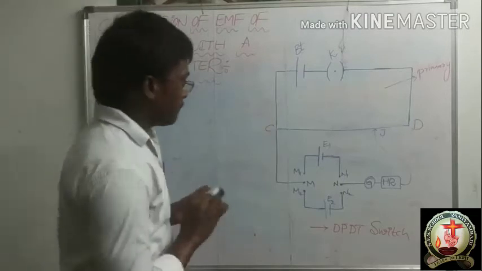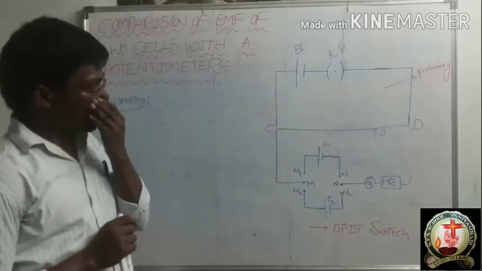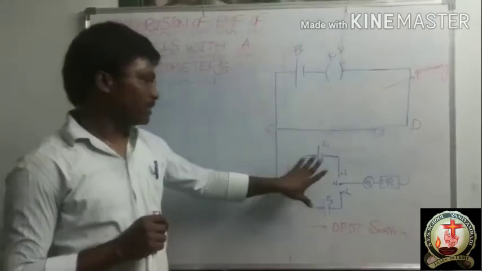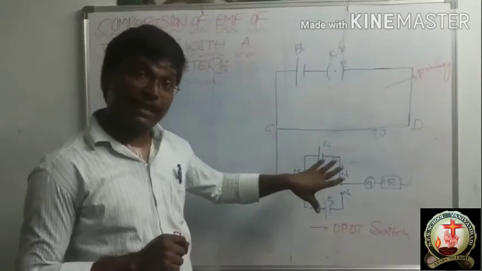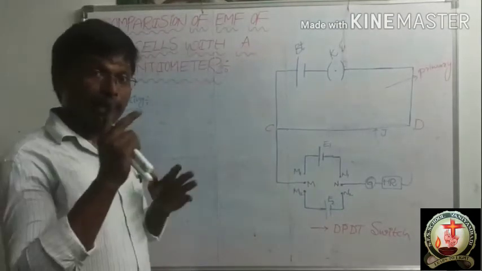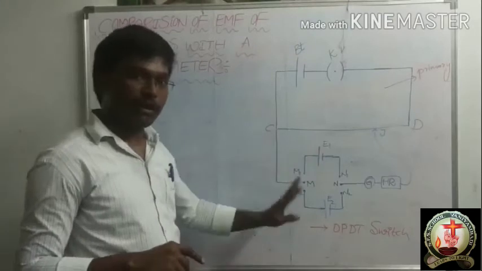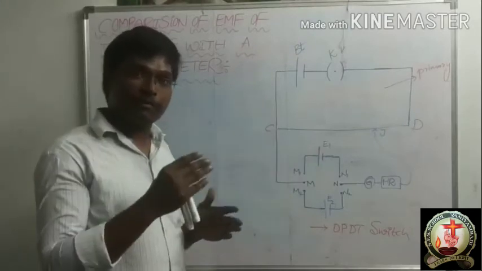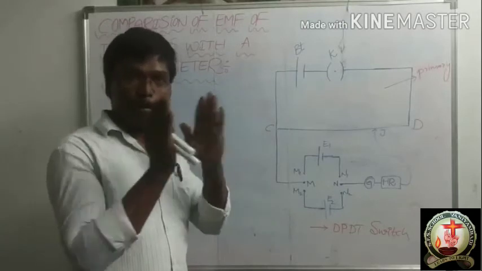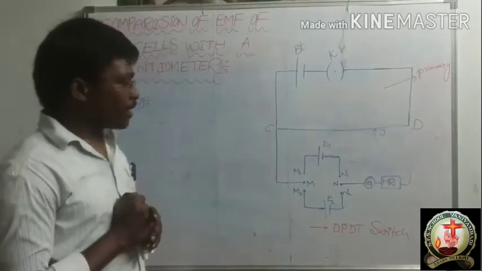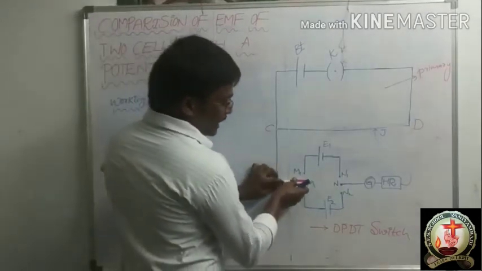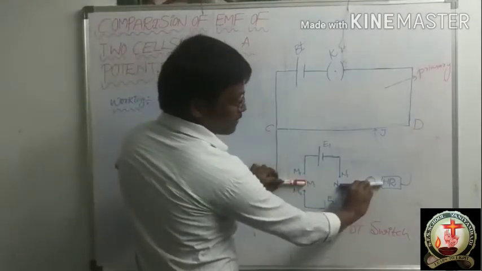See here. This is the DP-DT switch. This DP-DT switch has two electric cells, having EMFs E1 and E2. These two EMFs we have to compare, correct? Now, this is one end M of the DP-DT switch and this is the other end N.